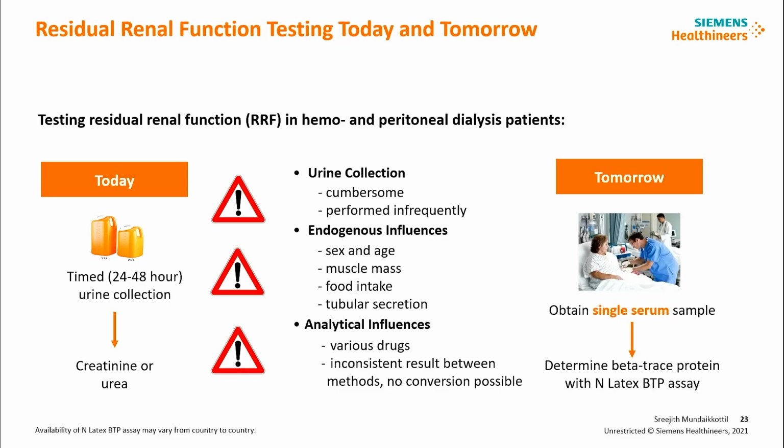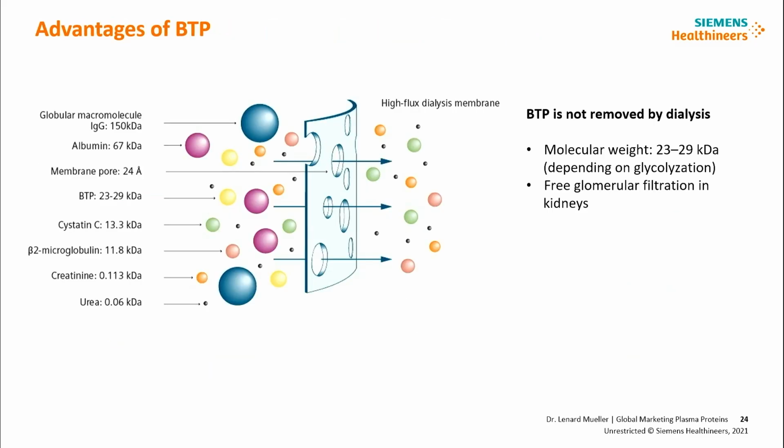Beta-trace protein now is the future assay that can be used to assess the residual renal function by taking only one serum sample. No need to collect a 24-hour or 48-hour urine sample. You just need one serum sample to assess residual renal function. Why? Because they found that the beta-trace protein is not filtered through the hemodialysis membrane. So it is cleaned from the blood only through the native kidney membrane, which means that if it is filtered up to a certain limit, the native kidney membrane is working fine. If not, then the patient will need dialysis.